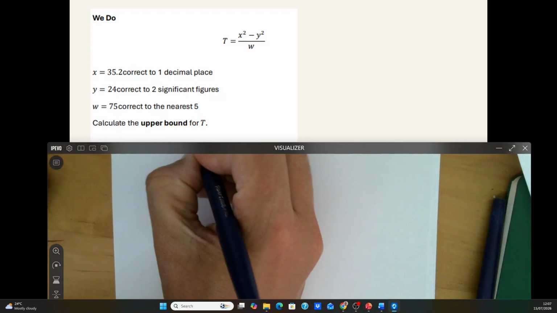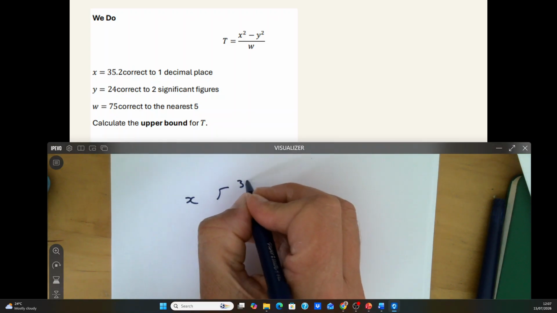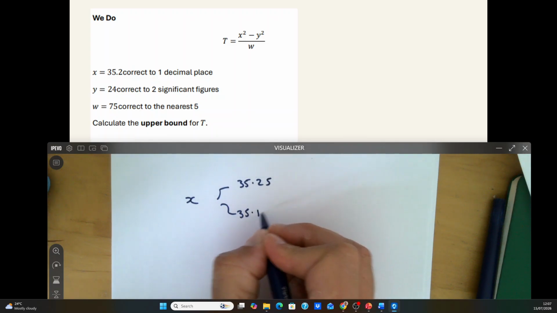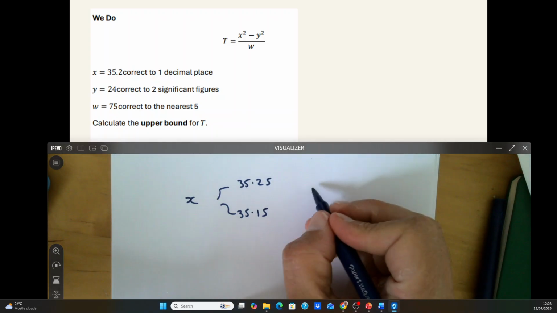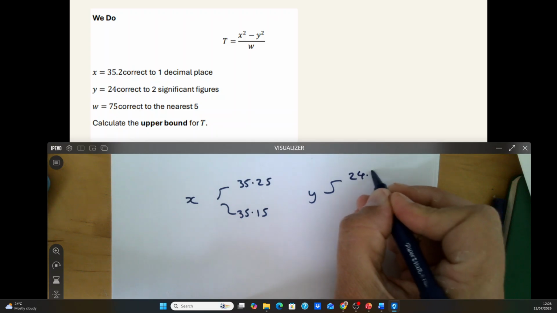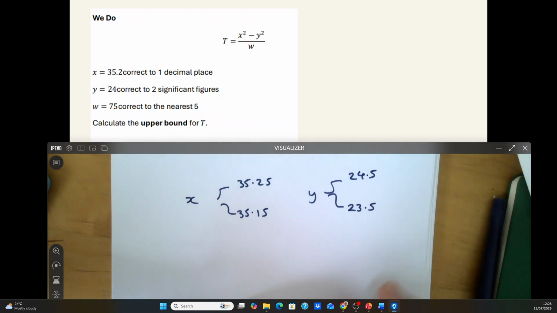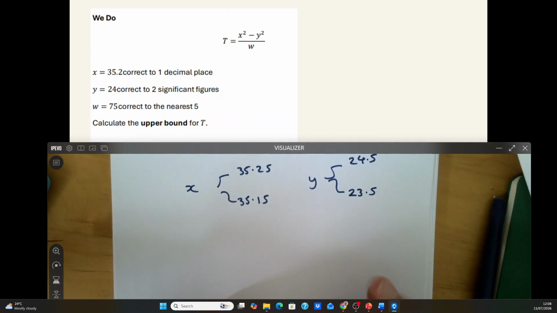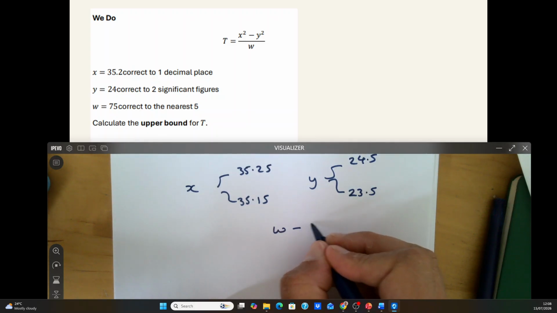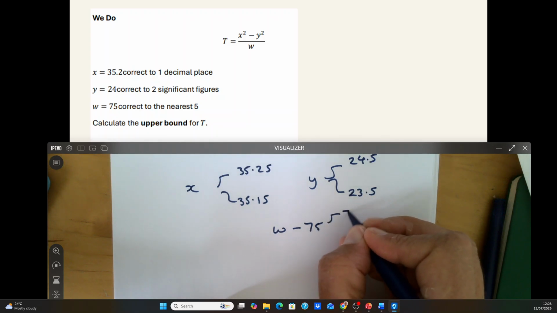So x 35.25, 35.15. Y 24.5, 23.5. W is again to the nearest 5, so 75. Half of 5 is that.